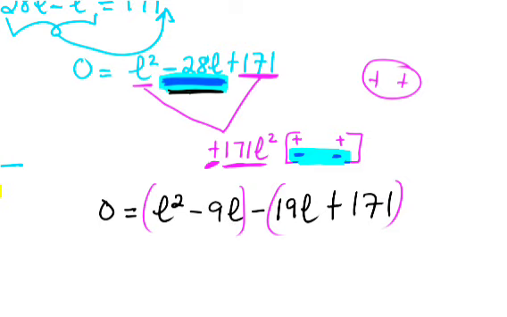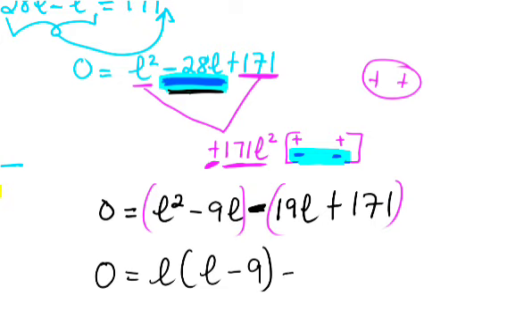After pairing the terms, we have 0 on the right hand side. There is a common factor in each bracket. So in the first bracket, the common factor is L. L squared divided by L is L, and minus 9L divided by L is 9. Then the minus sign stays here. The common factor in the second bracket is 19. 19 over 19 is 1.